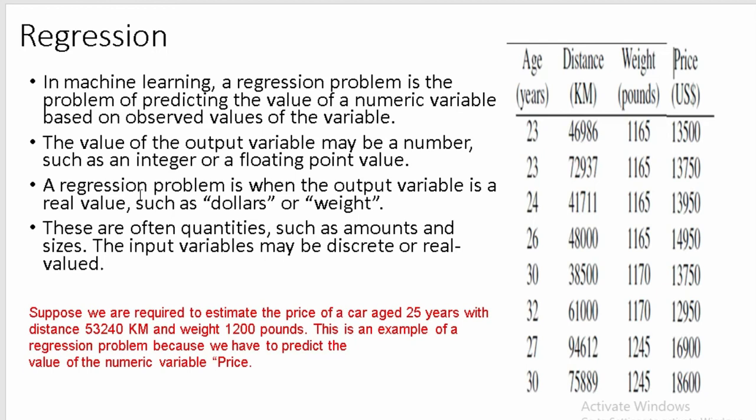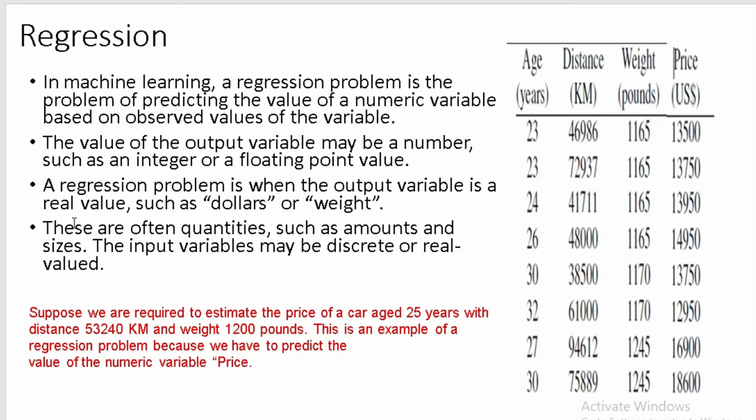Now the next type is regression. In classification, we were dealing with discrete values, or categorization was done. But in regression, the output, or we can say the label, is a numeric variable. See in this table, the age, distance, weight, prices, these are the features of a car. You can see here that the output is actually the price. The value of the output variable will be a number. See, it's a number, no? So the value of the output variable may be a number such as an integer or a floating point value.